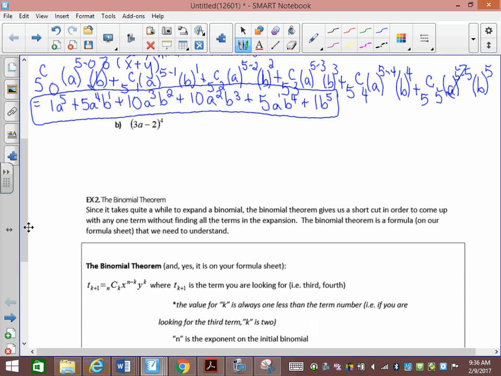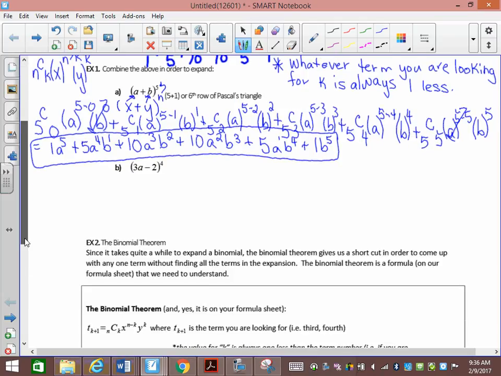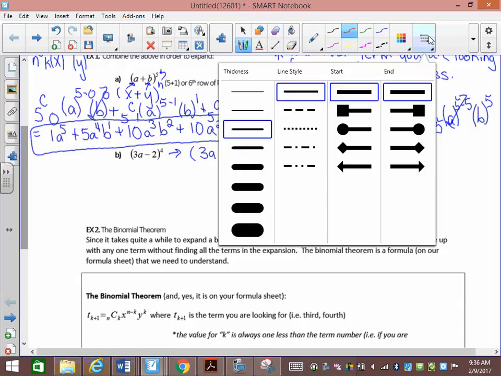How is this one a little bit harder than that one? Just a teeny bit harder. What form do we need to be in so we can fill into the binomial theorem? X plus y to the n. So if it's not a plus, you just have to make it a plus. So this is what you do. You just go 3a plus negative 2 to the 4. That's it. It's not tricky. That literally is all it is. You just have to remember to do that.